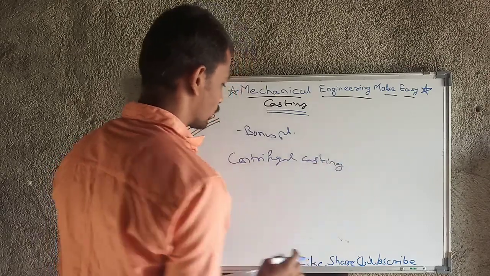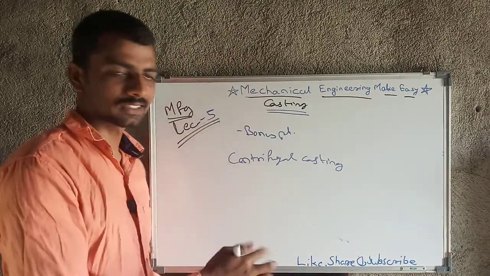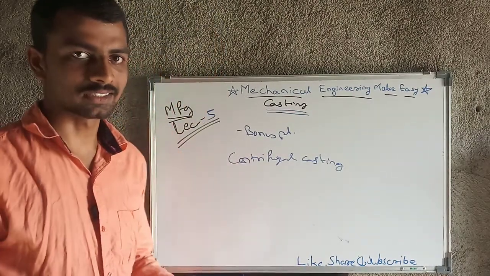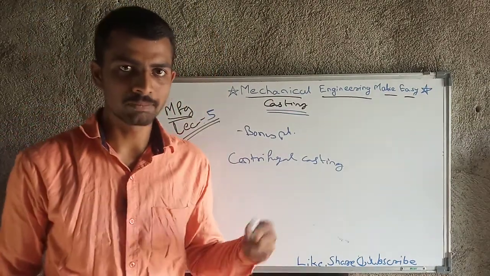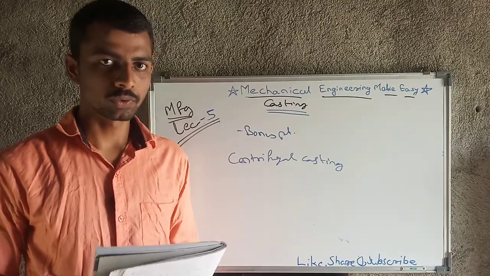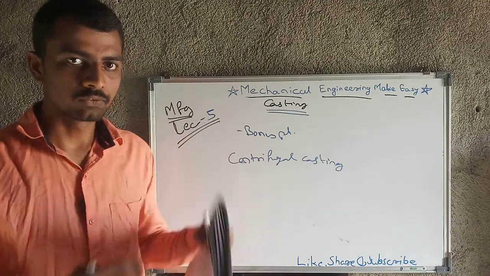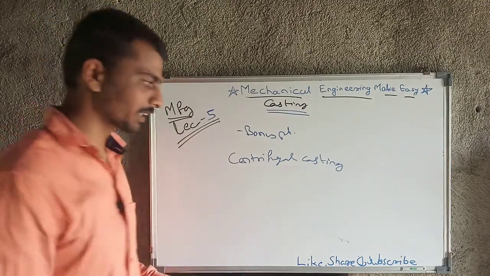In case of bonus point, there is one type of casting, that is nothing but centrifugal casting. What exactly is centrifugal casting? If we have to manufacture any pipe-like section, then we will pour molten metal into that cavity, and we will rotate that cavity.